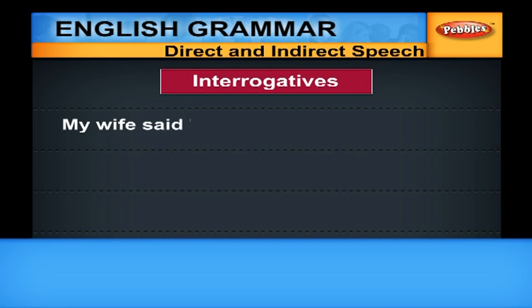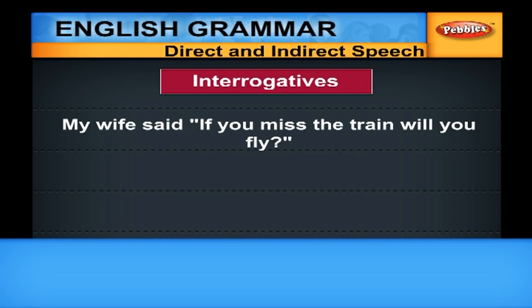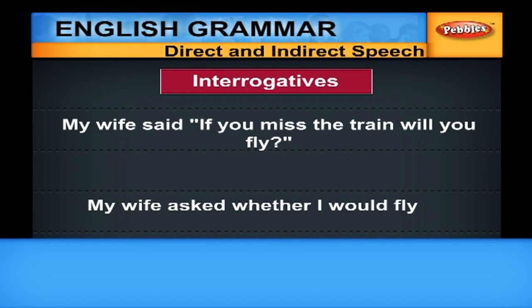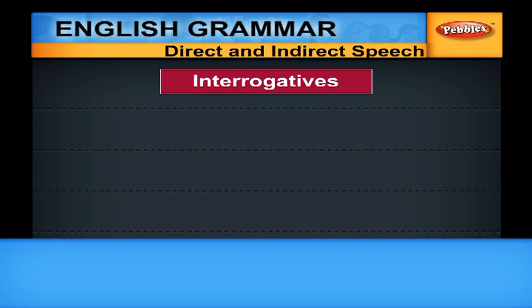My wife said, if you miss the train, will you fly? My wife asked whether I would fly if I missed the train. If the questions are of WH nature, then you begin the reported part of the speech with a WH question. We don't use if or whether or that. There will be no conjunction.